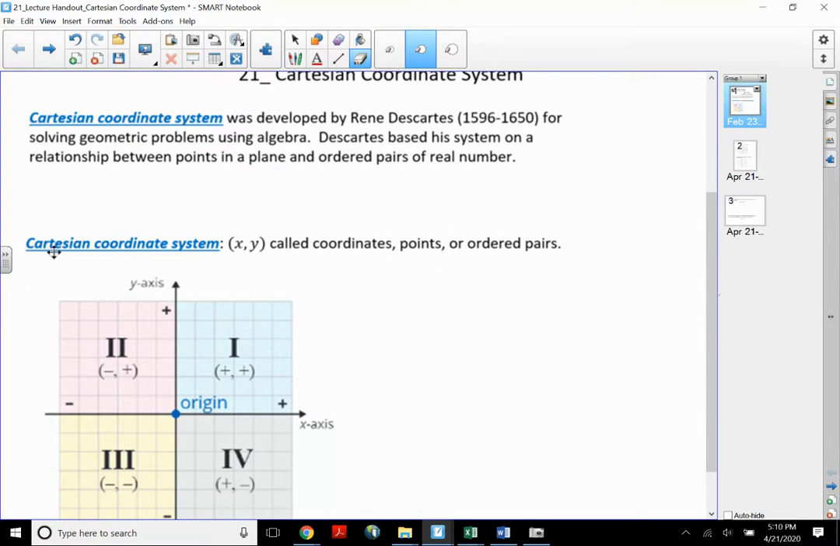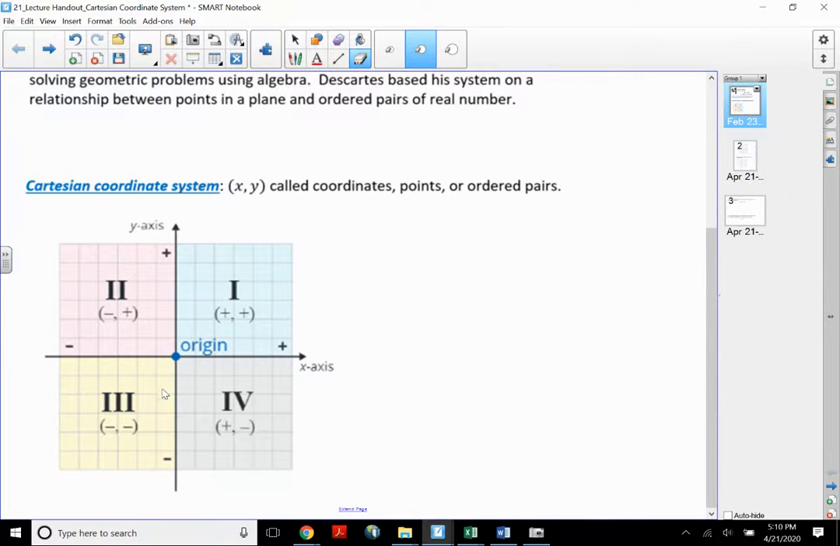So as you know, in the Cartesian coordinate system, or your x and y axis, the x and y is called the coordinates, points, or ordered pair. I sometimes use all three of these words. When we are reading our Cartesian coordinate system, the first value is referring to the x value. The x-axis tells me I'm moving left to right, moving right or moving left. Then the y value tells me I need to go up or down.